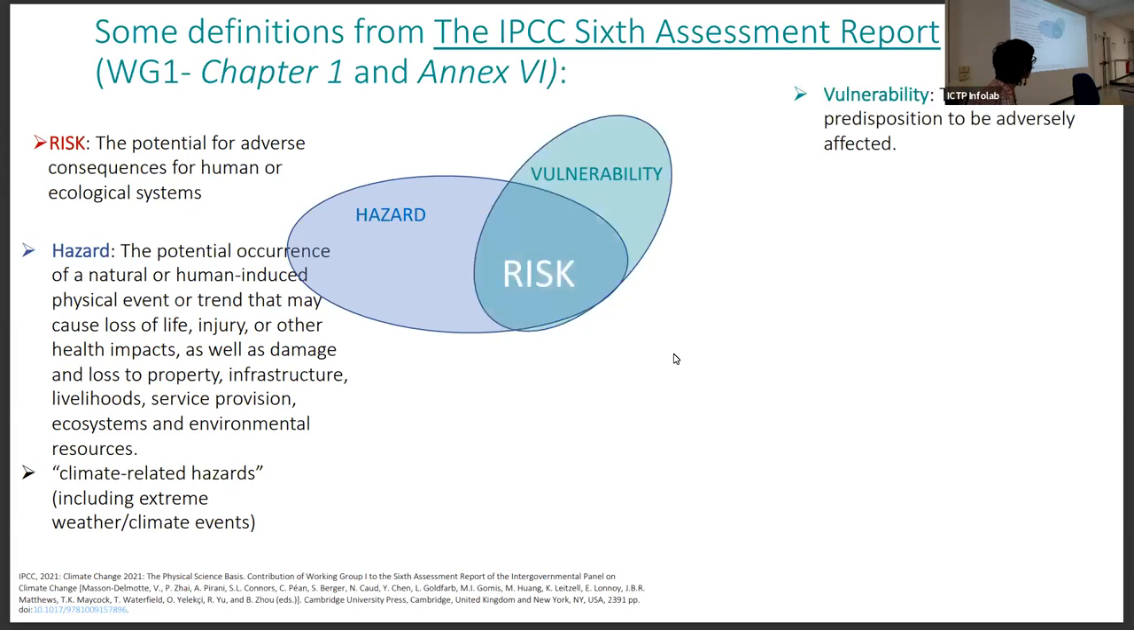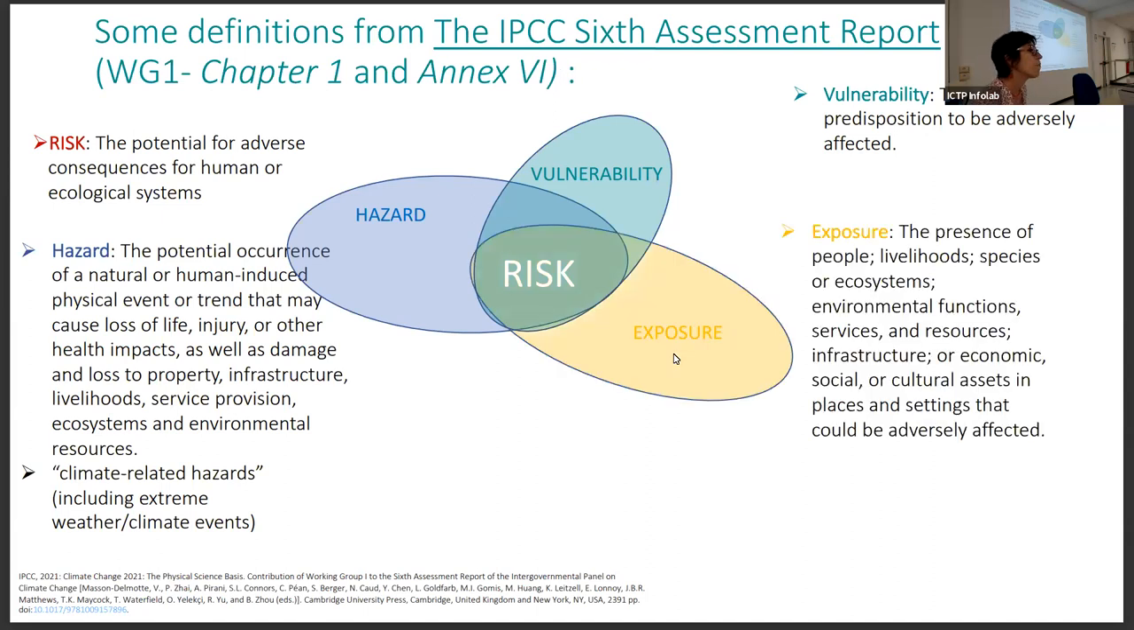Besides hazard, we have vulnerability that can contribute to the risk definition. Vulnerability is the propensity or disposition to be adversely affected. And this is a concept that contains also the idea of the lack of the capacity of adaptation or the sensitivity to harm, for example. And exposure. Exposure is the presence of people or species or ecosystems, but also environmental functions, services, economic, societal assets. So everything that could be adversely affected.